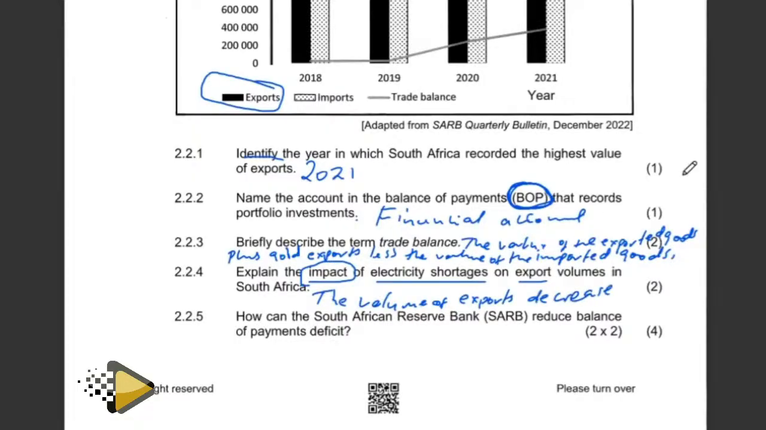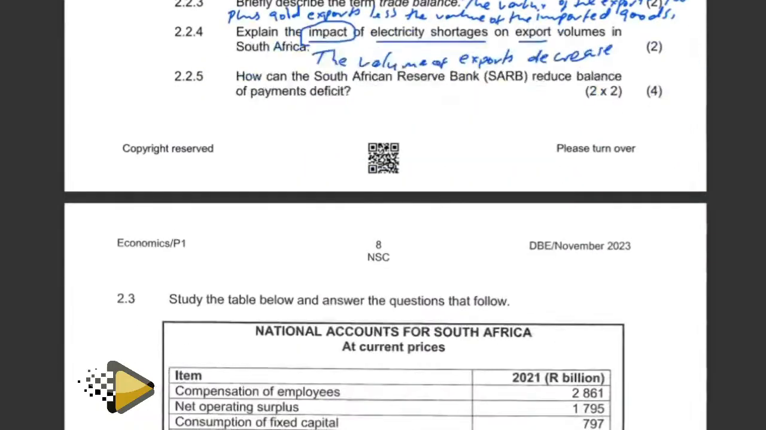Okay, right, grade 12. So now moving on to the next question. The next question we have is 2.2.5, and 2.2.5 reads as follows: How can the South African Reserve Bank reduce the balance of payments deficit? So remember, grade 12, when we talk of the balance of payments, we are actually referring to a statement of a country's trade and financial transactions with the rest of the world over a particular time period.